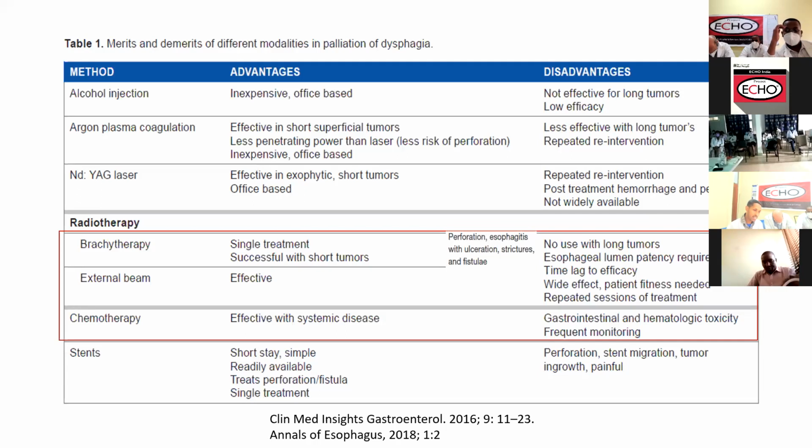And there are some papers that show that you can combine a stent with external beam radiotherapy, so that the stent will give you early alleviation of the symptoms, and the radiotherapy will give you the late relief from the symptoms. The other option of oncologic management is chemotherapy. That is effective with systemic disease and in patients with good performance status.